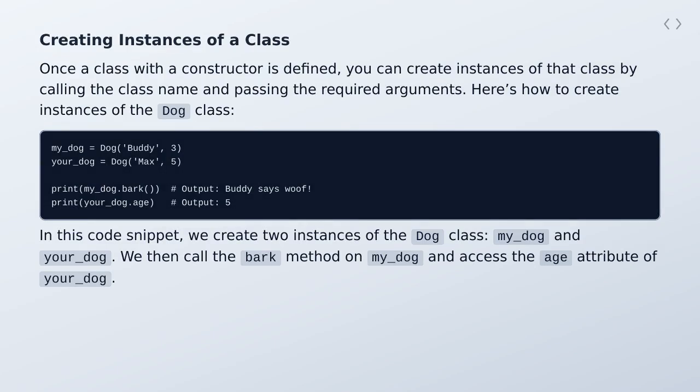This section covers creating instances of a class. Once a class with a constructor is defined, you can create instances of that class by calling the class name and passing the required arguments. Here's how to create instances of the dog class. The samples on screen walk through this step. Take a moment to read through them. In this code snippet, we create two instances of the dog class, my_dog and your_dog. We then call the bark method on my_dog and access the age attribute of your_dog.